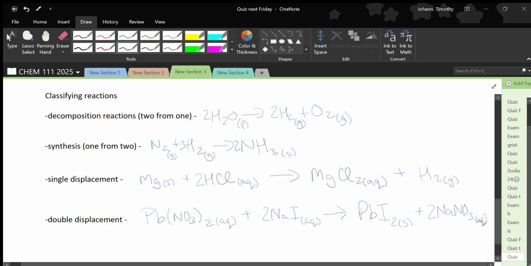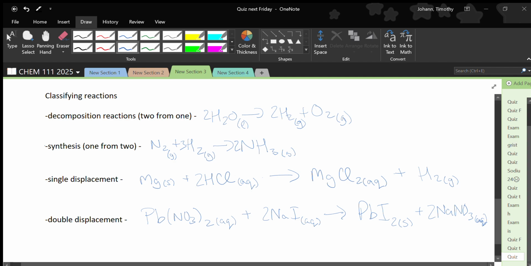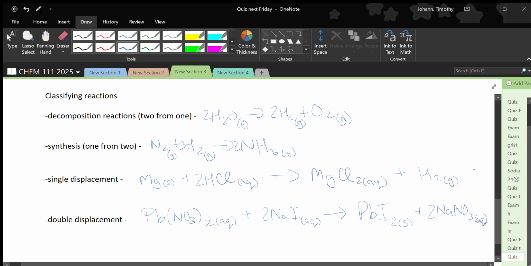So we have the lead and the sodium swapping partners. On the reactant side, the sodium was with the iodide, and the lead is with the nitrate. On the product side, now the lead is with the iodide, and the sodium is with the nitrate. Double displacement. They both displaced each other and got new partners. Questions? Okay. Let's go ahead and practice those real quick.